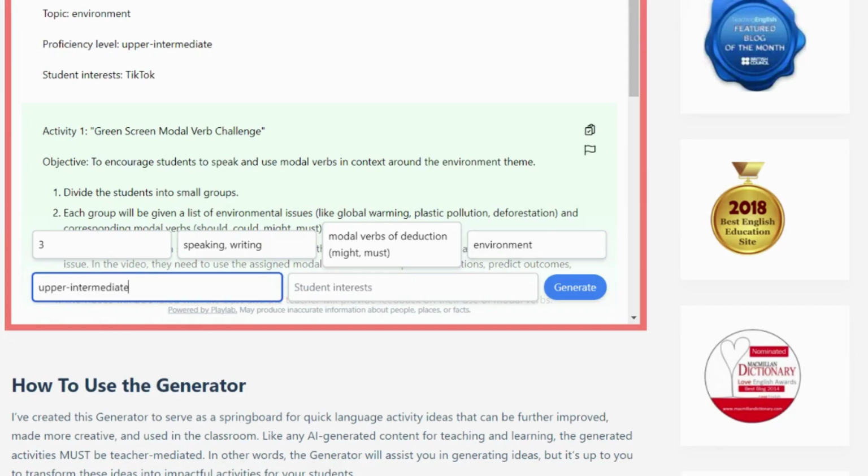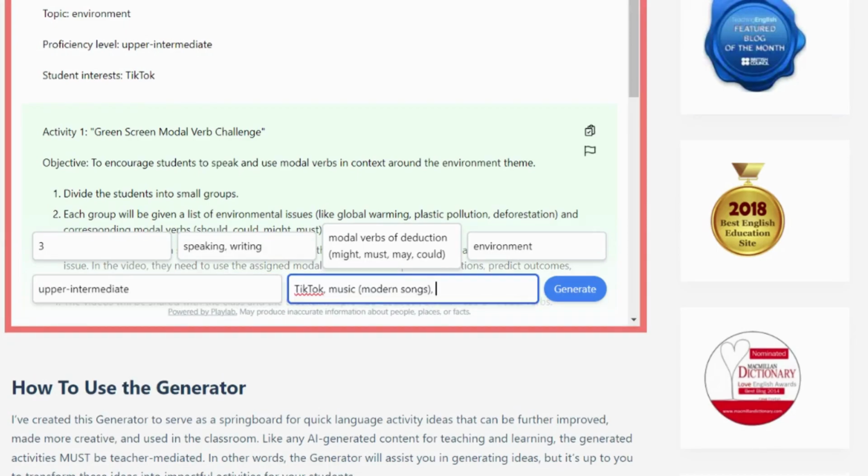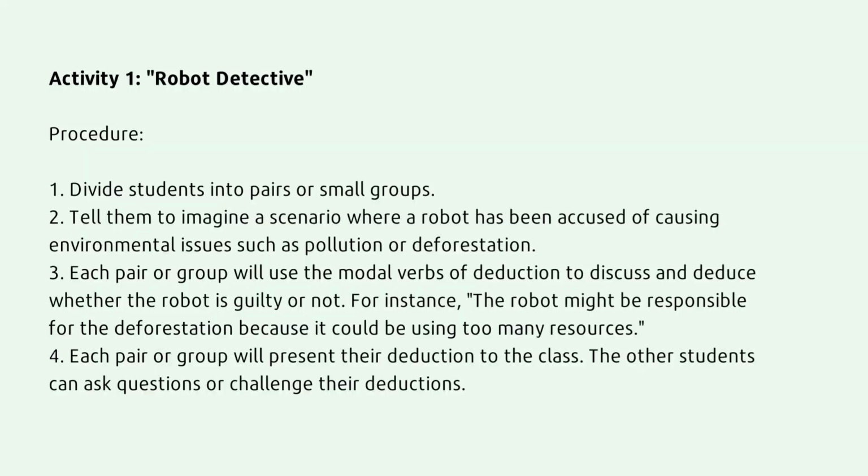Additionally, under the student's interests, in addition to TikTok videos, I'll also include modern songs and sci-fi. My teenage students love anything related to robots and aliens. Now let's see what we get.